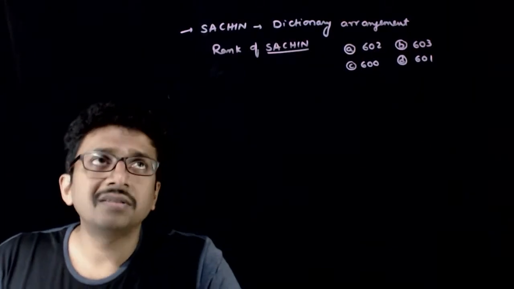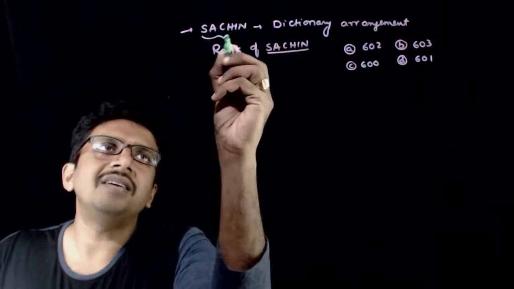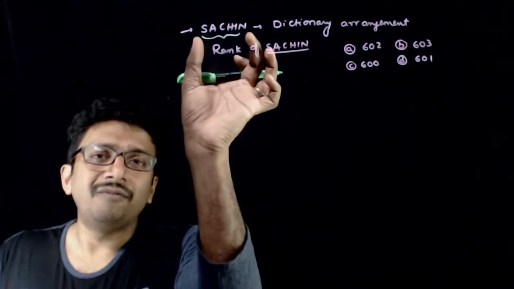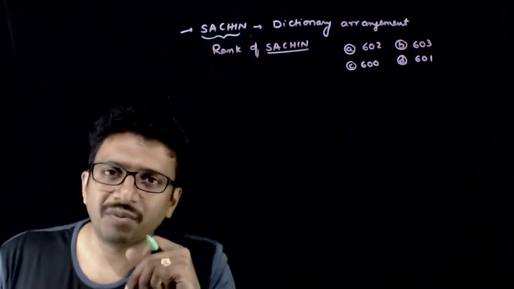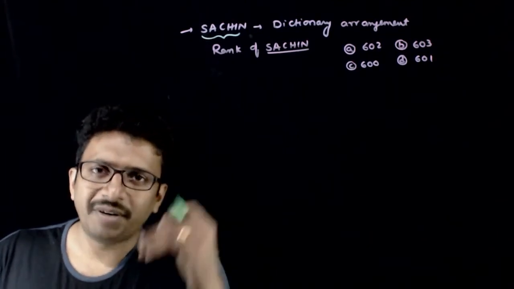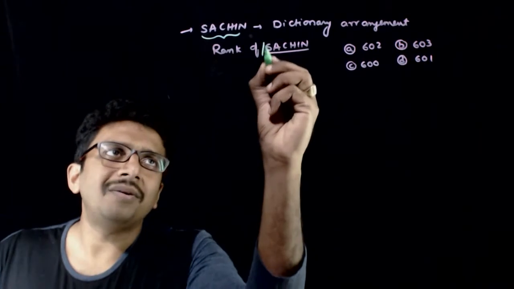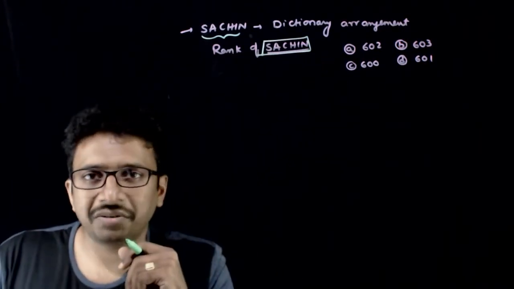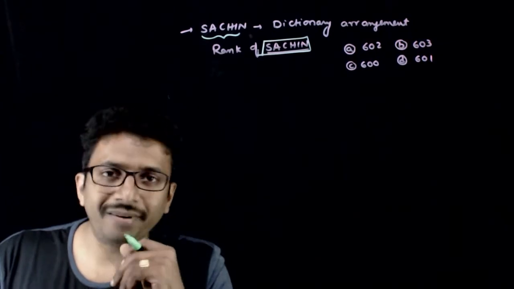So welcome students. In this question, the word Sachin is given to you. Now, the words formed by interchanging the letters of the word Sachin are arranged in a dictionary alphabetically. So when you arrange all the words in a dictionary, you're asked to find the rank of the word Sachin. So how do we get this?